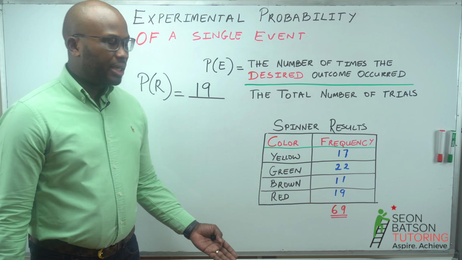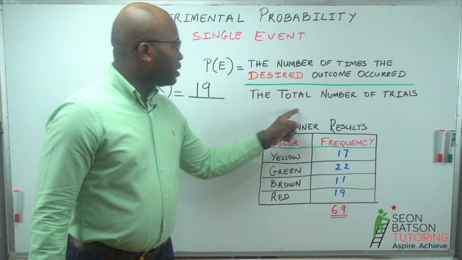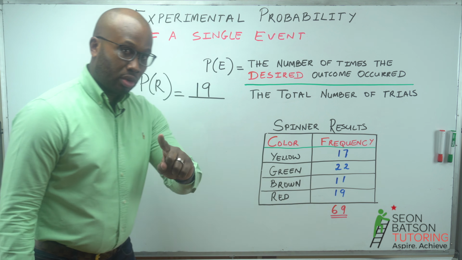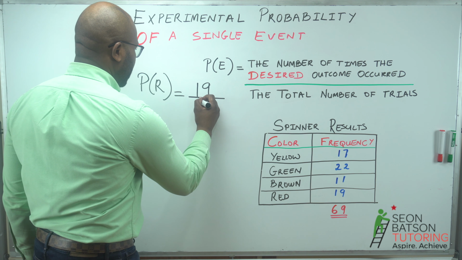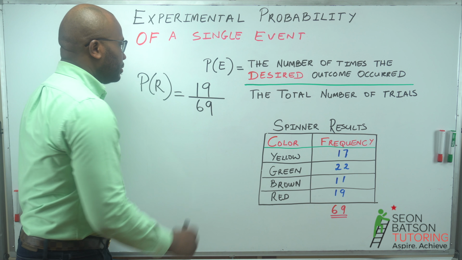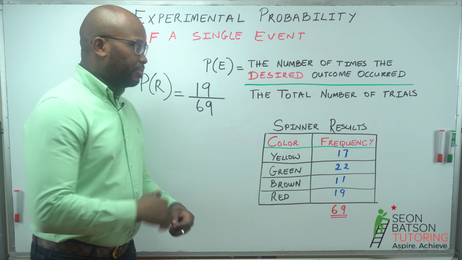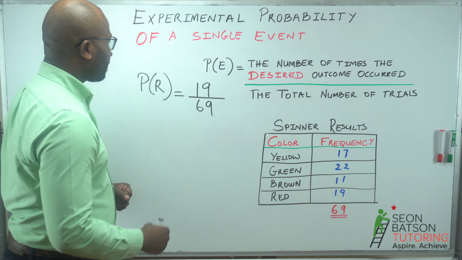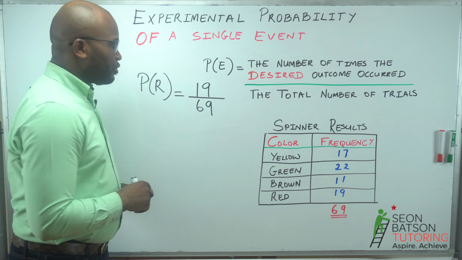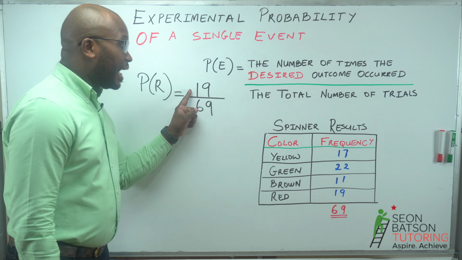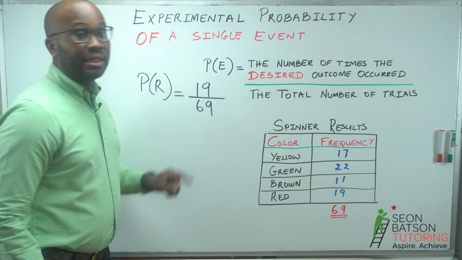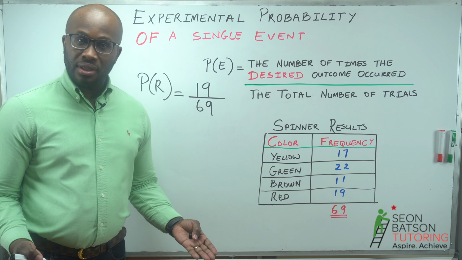And secondly, we will need the total number of trials in the experiment. The total number of trials is 69. So our denominator is 69. So if I spin the spinner, the probability of me getting red the next time will be 19 out of 69. Very simple, yes?